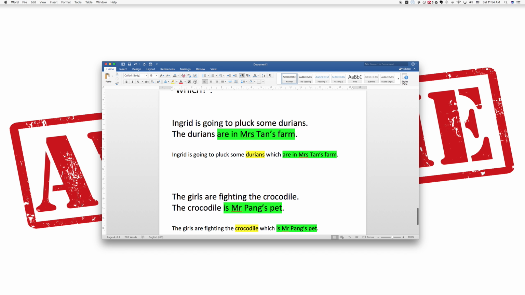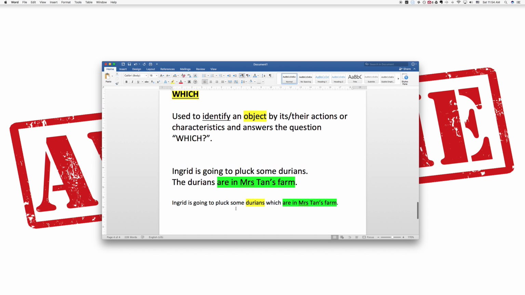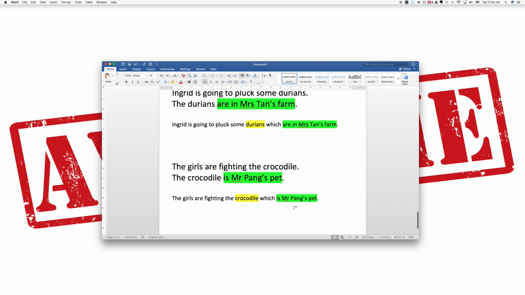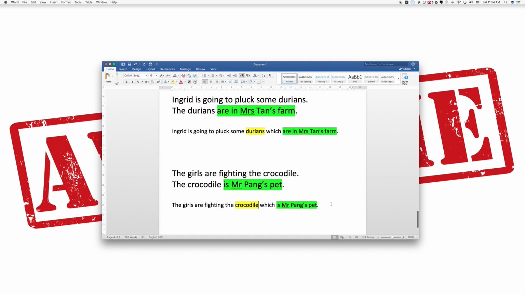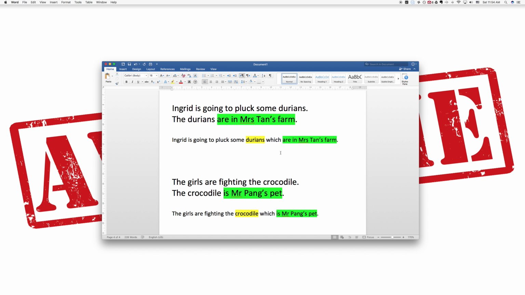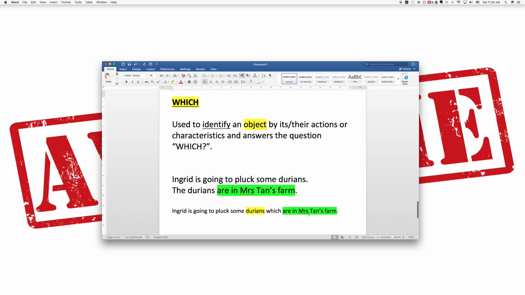Message me if there are, but let me just do a quick summary once again of the connector which is used to identify an object by its actions or characteristics. Alright, in the case of the durians, they are the durians in Mrs. Tan's farm. In the case of the crocodile, it is the crocodile which belongs to Mr. Pang as Mr. Pang's pet. Alright, so either by its actions or by its characteristics is how you use the connector which. Alright, so it's quite similar to how you use the connector who, except that remember, who is used for people and which is generally used for objects.